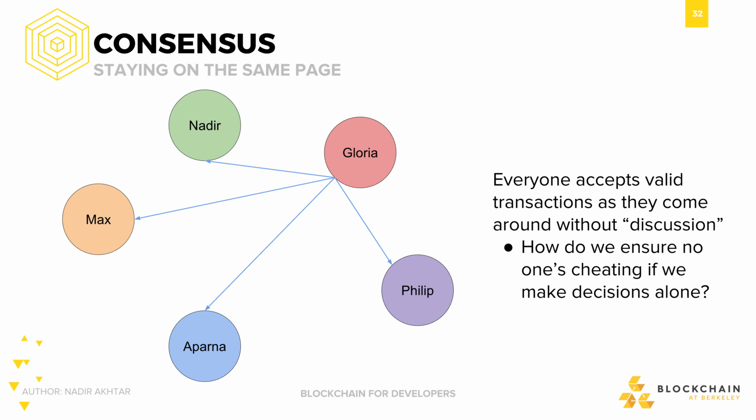By the way, this is going to get much more architecturally focused rather than technically focused. So this is how it works at a high level. Let's have an example where one person sends a transaction to multiple people, and everybody accepts the valid transactions without any discussion. There are no disputes. Gloria could have $10 and say, I'm going to send Aparna 200, and I'm going to send Philip 500, and I'm going to send Max way more than I have. How do we make sure someone's not cheating if we make decisions alone?